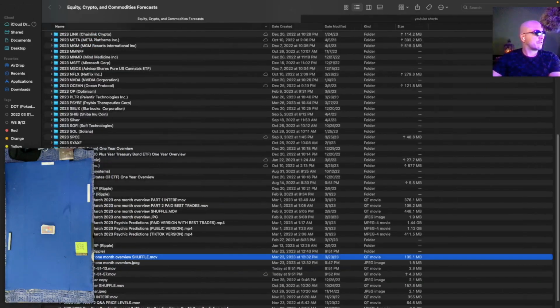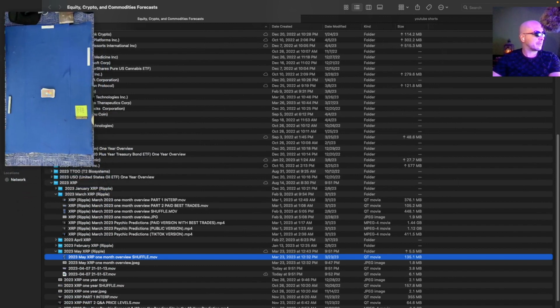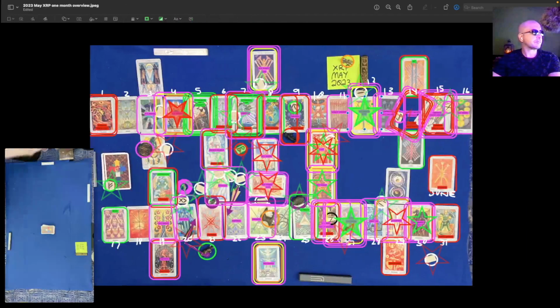And the shuffle file we're about to play for the May XRP 1 month overview reading was created on March 23rd, 2023 at 12:32 p.m. Eastern Time. That's this file right here.